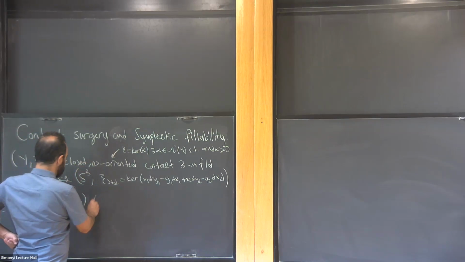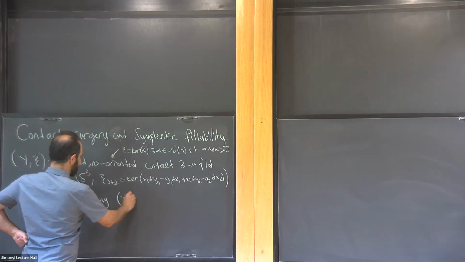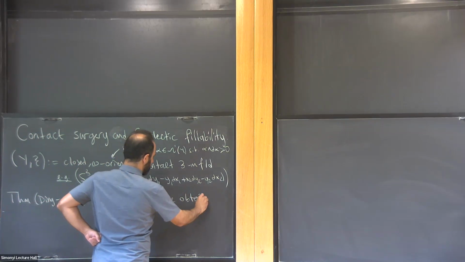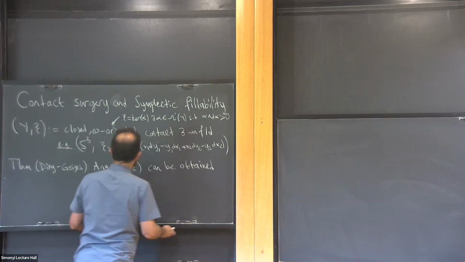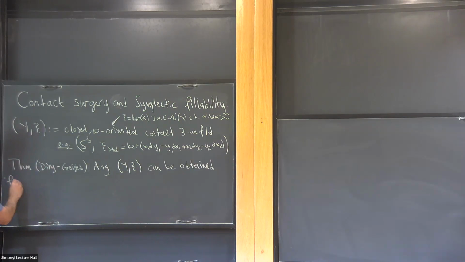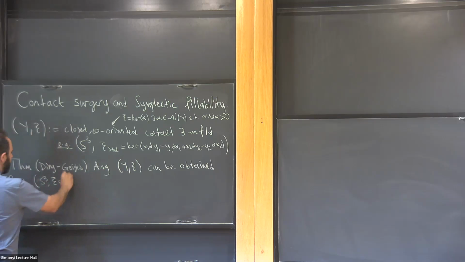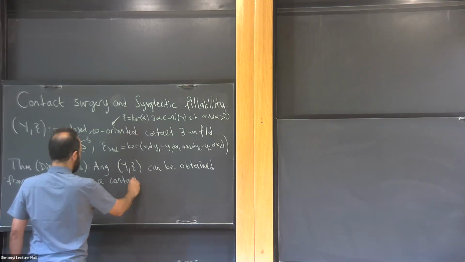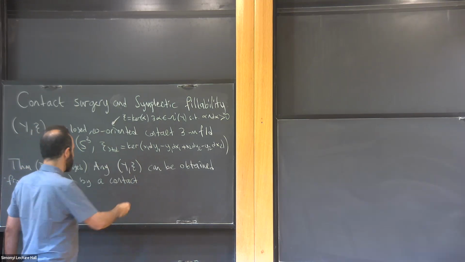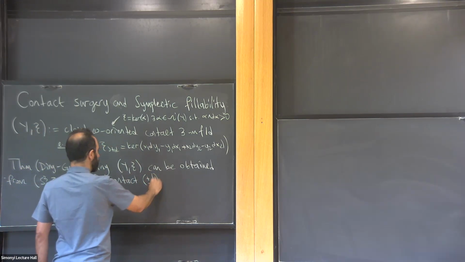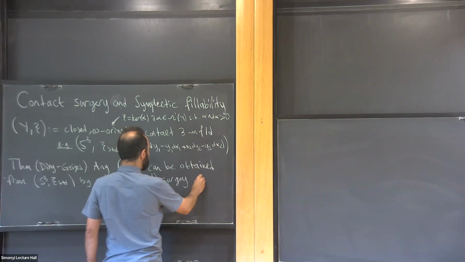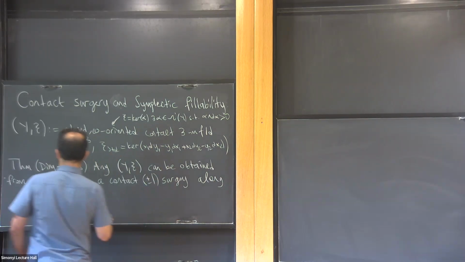It goes exactly like this. Any (Y, ξ) can be obtained from (S³, ξ standard) by what's called contact surgery. This is an operation of surgery which comes with certain coefficients, which you can choose to be plus or minus 1, along what's called a Legendrian link.